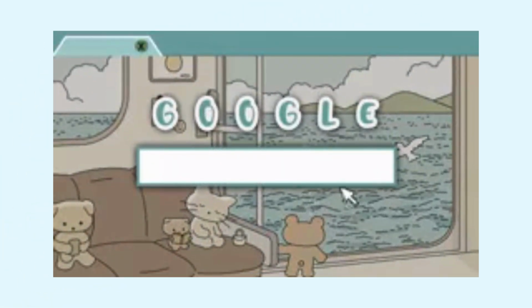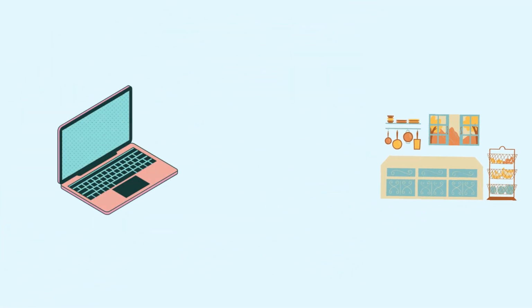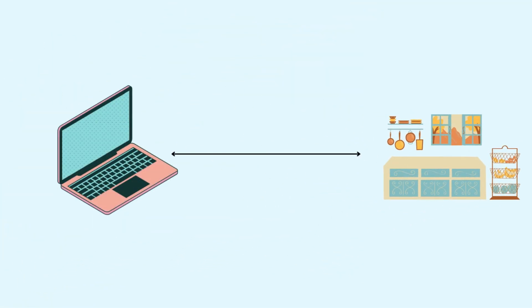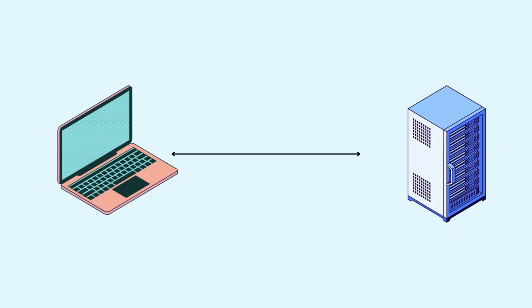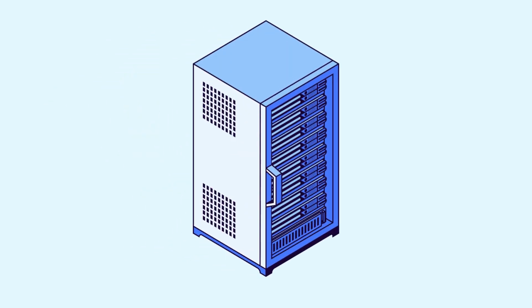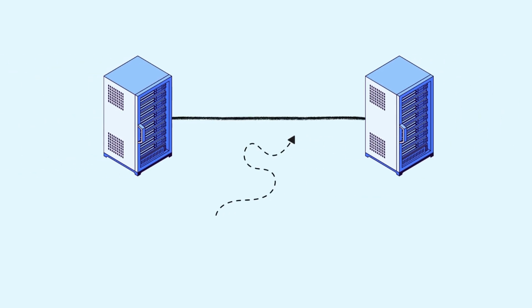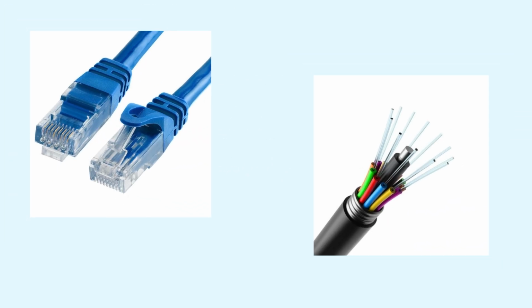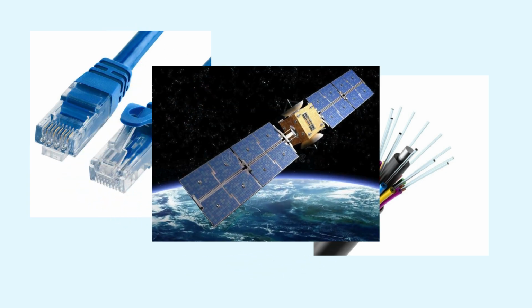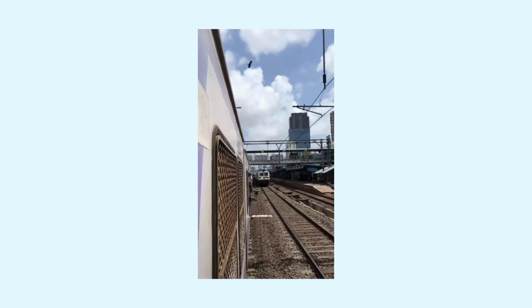Imagine every time you search something on Google, your computer sends a request like a waiter running to the kitchen in the dhaba. But here, the kitchen is actually a super powerful computer called a server. The internet is basically a giant network of these servers connected by invisible highways like some serious technology ka tadka. These invisible highways are made of cables, fiber optics, and sometimes even satellites, all working together to deliver data faster than Mumbai local.